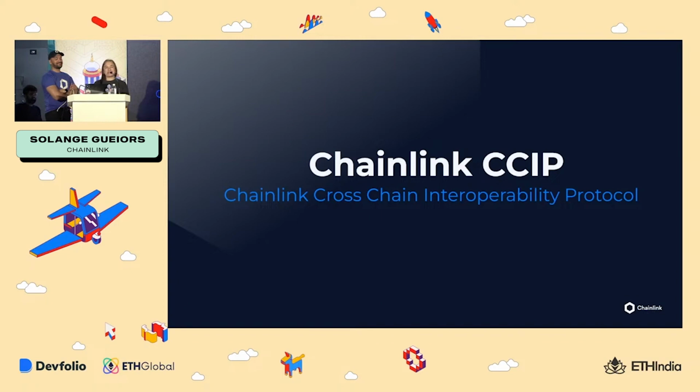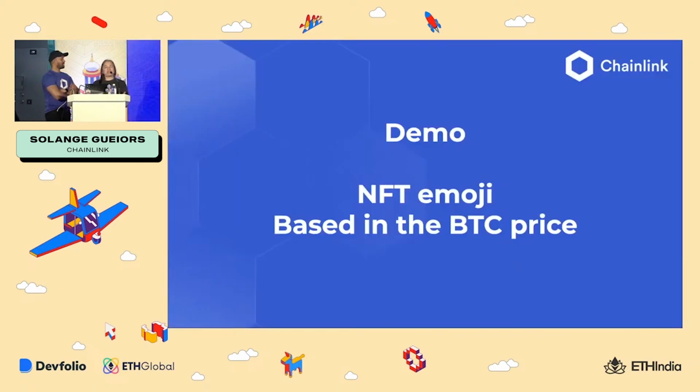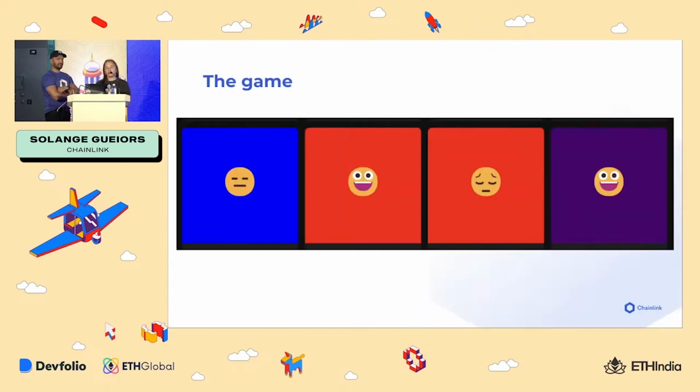I'm here to talk about CCIP. So I really love CCIP because of all the cross-chain things that we can do. And I will do a demonstration for you related to an NFT emoji that is based on the Bitcoin price. And also I'm using Data Feed to do this.